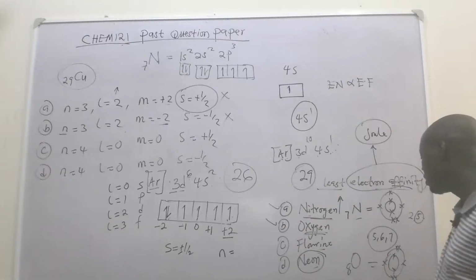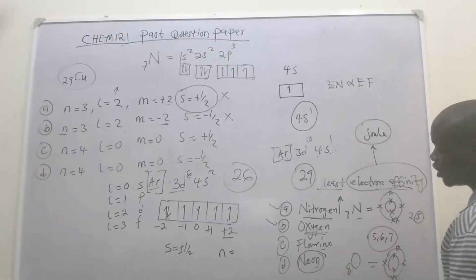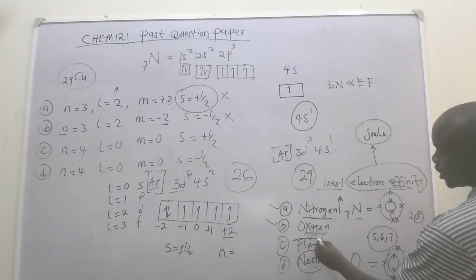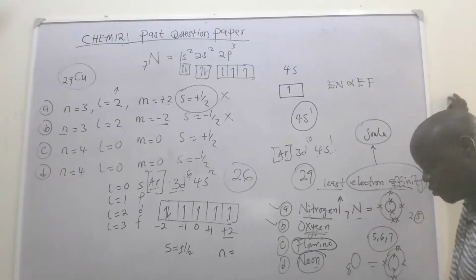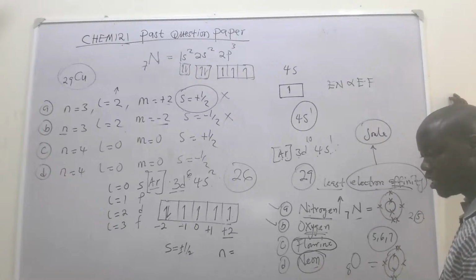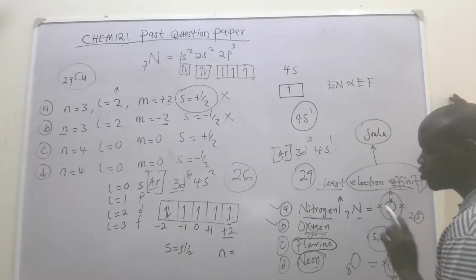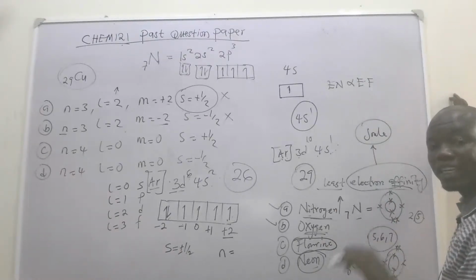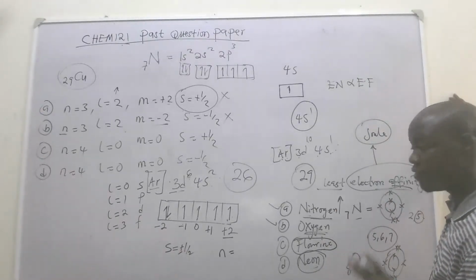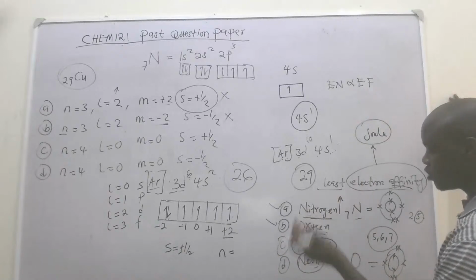But fluorine has atomic number 9 and has 7 electrons on its outermost shell. That is why fluorine is one of the elements that has high electron affinity. It is the element that has the highest electron affinity. So you may be asked to arrange these elements in order of increasing electron affinity.